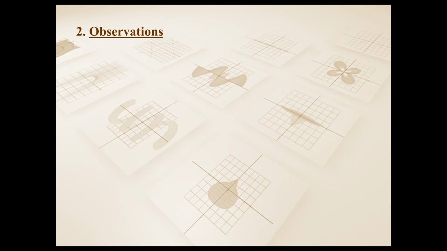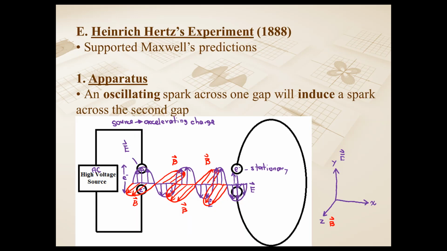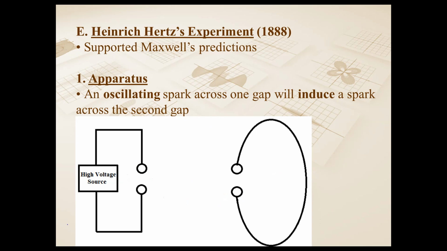Now look at some observations. If you take the gap and you rotate it by 90 degrees, you will not produce a spark. Here's what I mean by this. You realize the picture is starting to get really, really complicated, so let's get rid of some of this junk here. Let's say that here, I'm just going to draw the electric field in a reverse direction. So say the electric field is directed upward. And I'm just going to draw the perpendicular magnetic field.